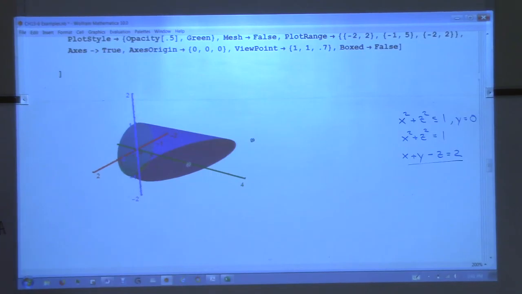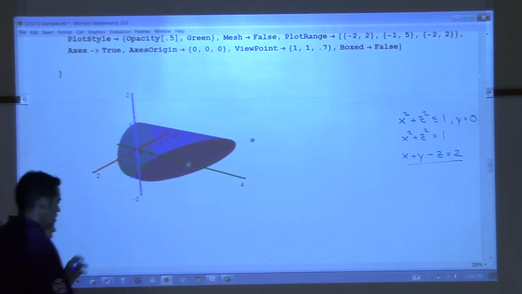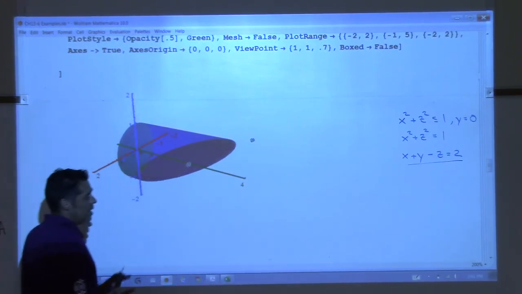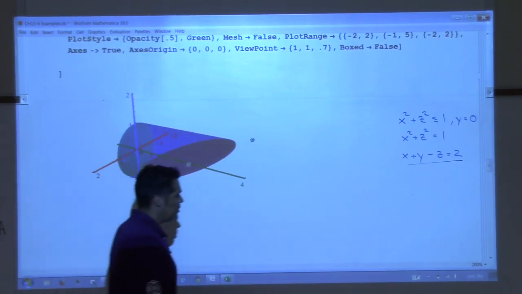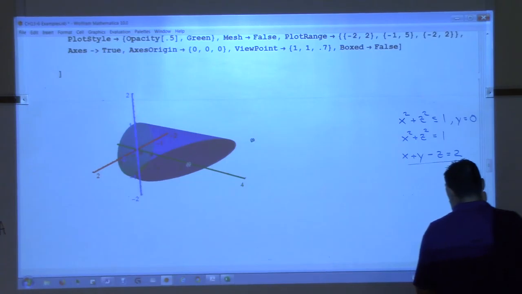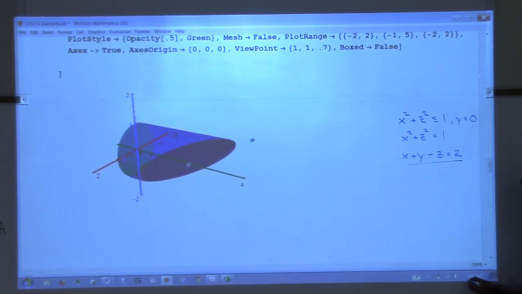So here's what we'll do. It's 3:40. Let's take a 10-minute break. We'll go to 3:51, and then once you come back at 3:51, we'll go to 4 o'clock and see if y'all can get these 3 surfaces.